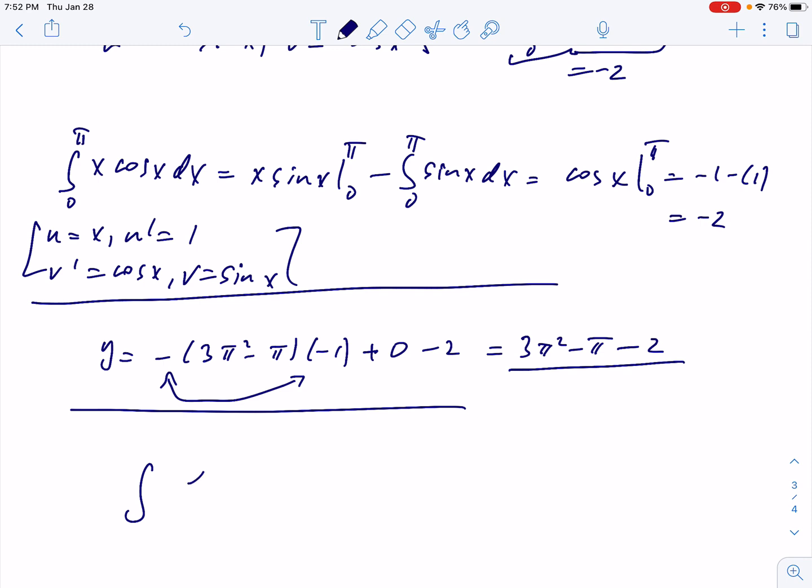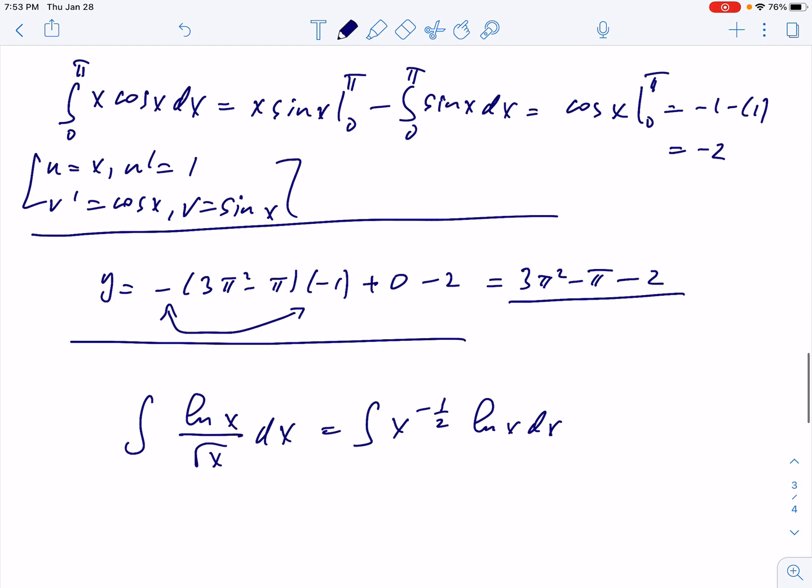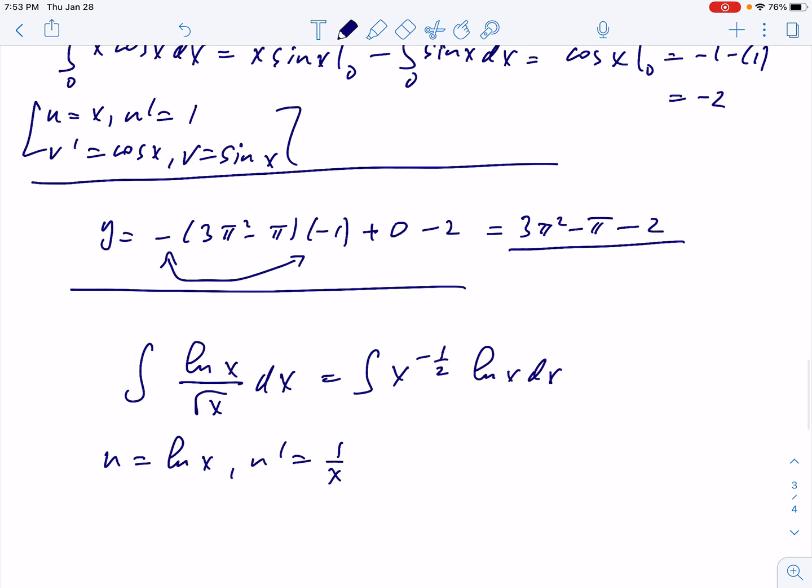Let's solve this. Integral natural log x over square root of x dx. We have a power of x with logarithm. We can write this as x to the negative 1/2 times natural log x dx. So what was the rule here with this type? We choose u to be natural log of x. Then u prime is 1 over x, which is a simple function, the logarithm disappears. v prime here then will be the other function, x to the negative 1/2. And now we have to integrate this to find v.